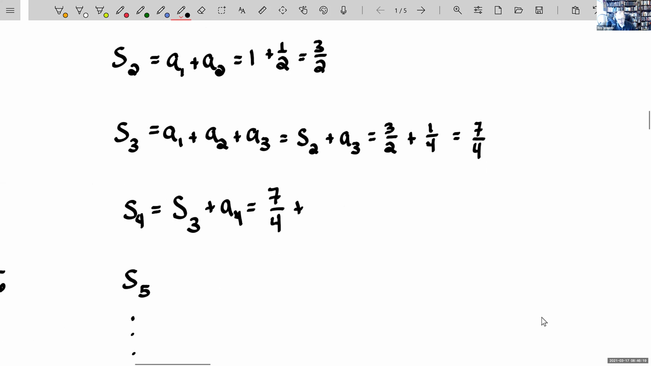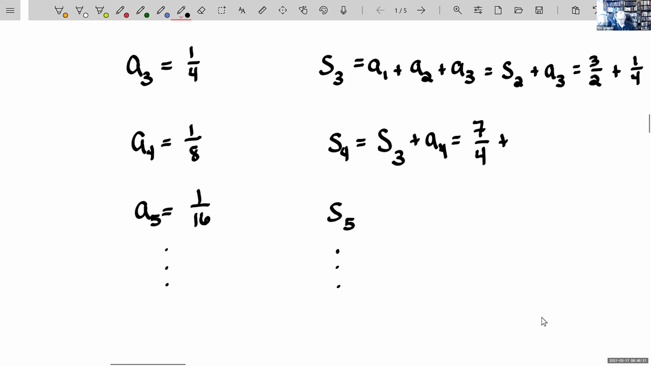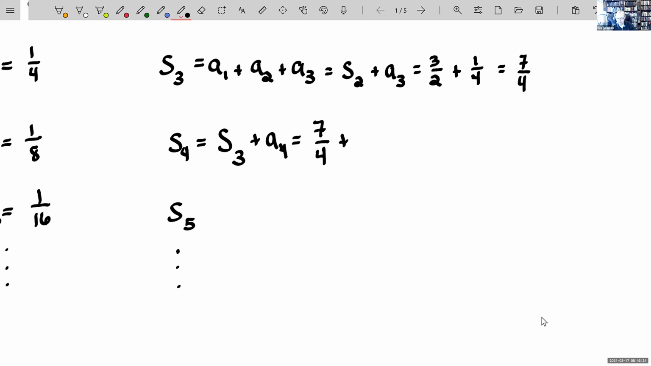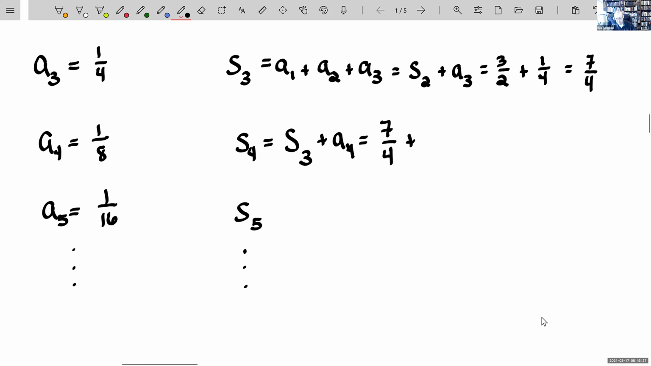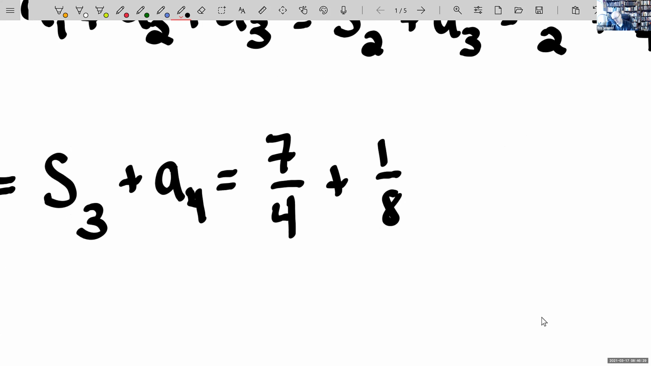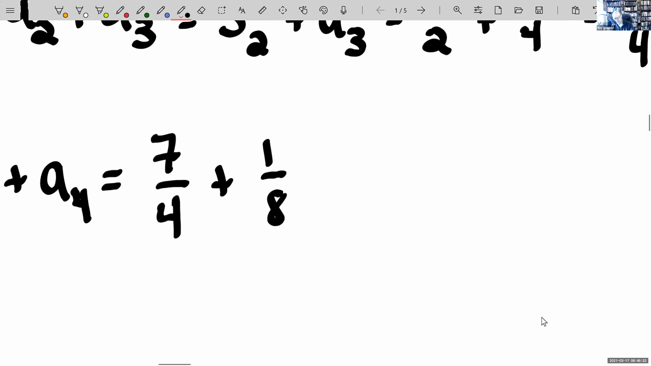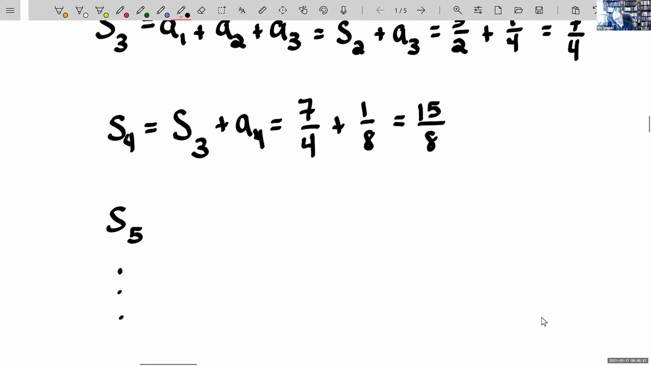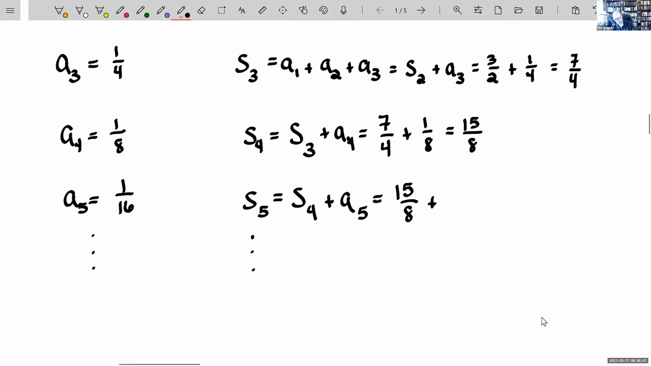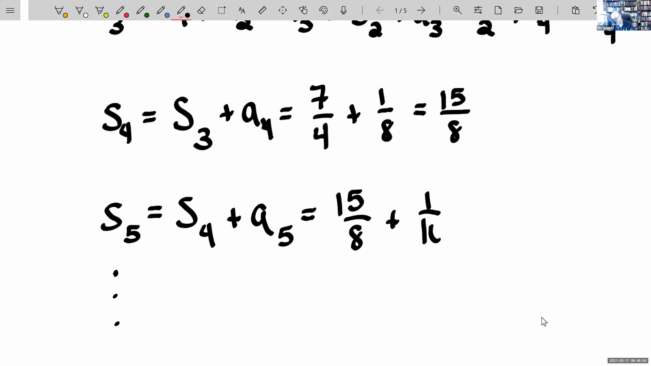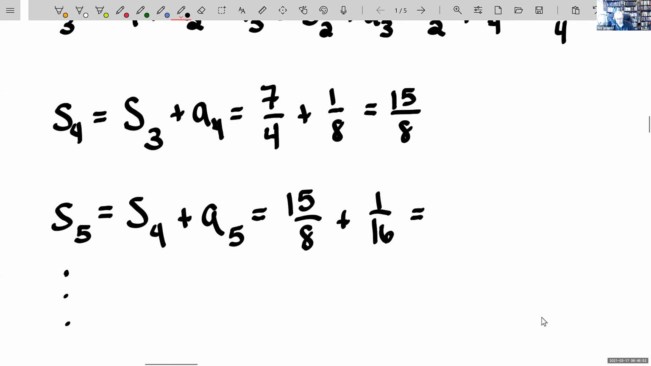All right. So S sub 4 would be the sum of the first three, which we computed incorrectly initially, but then fixed to 7/4, plus 1/8. Let's see, that's 14/8 plus 1/8, which is 15/8. And S sub 5 is the sum of the first four terms plus the fifth term. The sum of the first four terms we just computed to be 15/8, and the fifth term is 1/16. This will be 31/16.